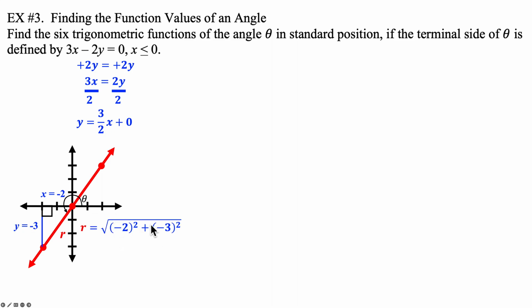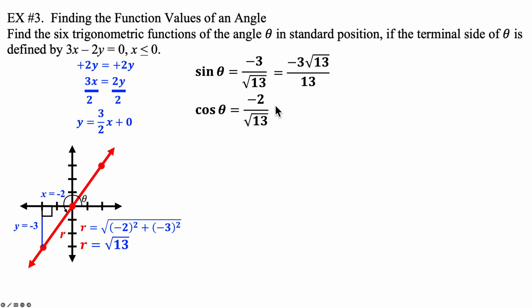Find your r again. If you just want to go 2 squared plus 3 squared, I'm all for it. Either way, you're going to get 4 plus 9. The square root of 13 is your r value. Sine of theta is negative 3 over the square root of 13. Again, we'll rationalize it to negative 3 square root of 13 over 13. Cosine is negative 2 over the square root of 13. Rationalize it. Tangent is going to be negative 3 over 2, which simplify the signs, 3 halves.